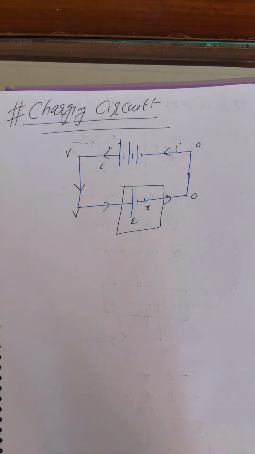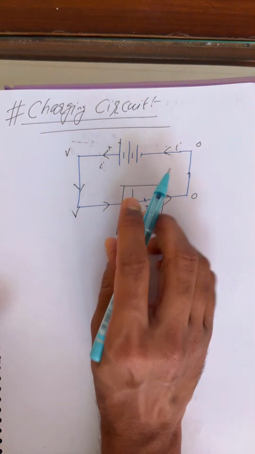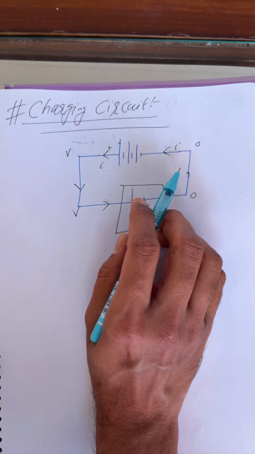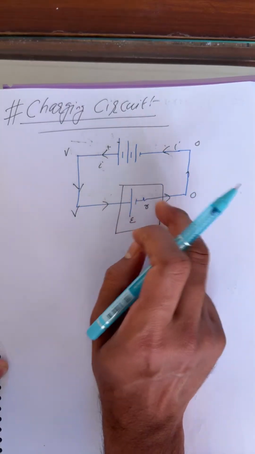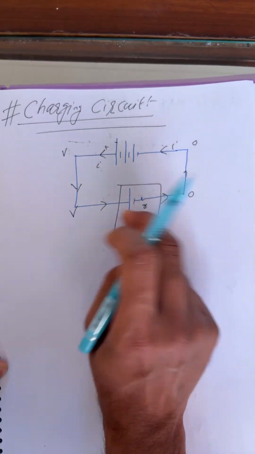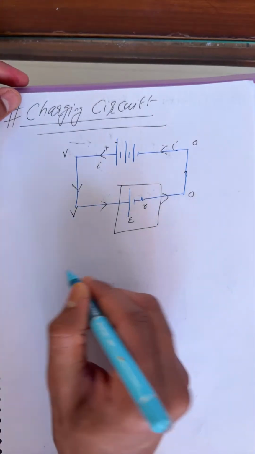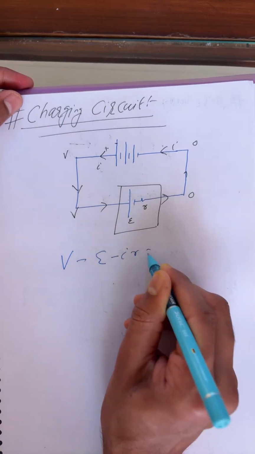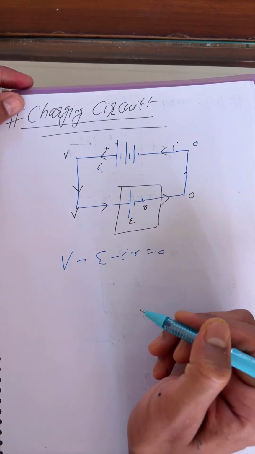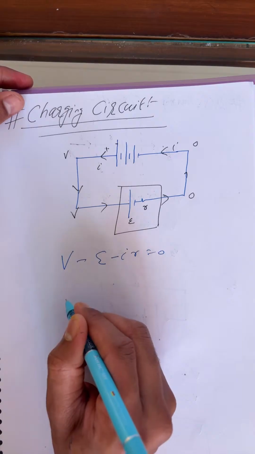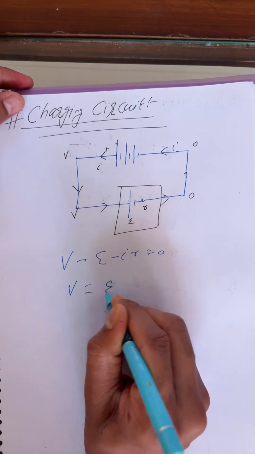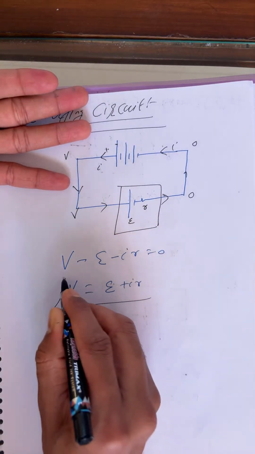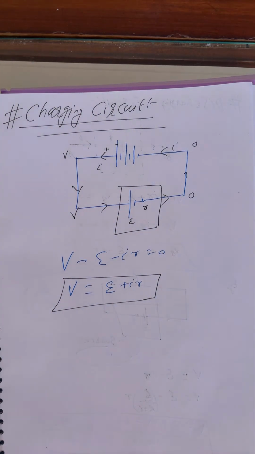Let us suppose it's a big battery here, so it will allow current to flow in this direction. So you can write V minus E minus Ir is equal to 0. Finally, V is equal to E plus Ir.